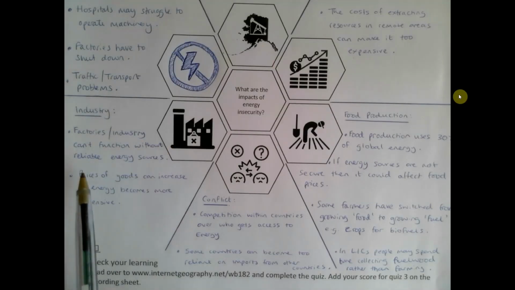The fifth impact then is industry. As a result of a lack of secure energy supplies, factories and industry can't really function properly. They can't make the things that they want to make, and therefore that's going to affect the economy of a country. It can also push up the prices of particular goods because it becomes more expensive to produce those things as a result of energy costs going up.